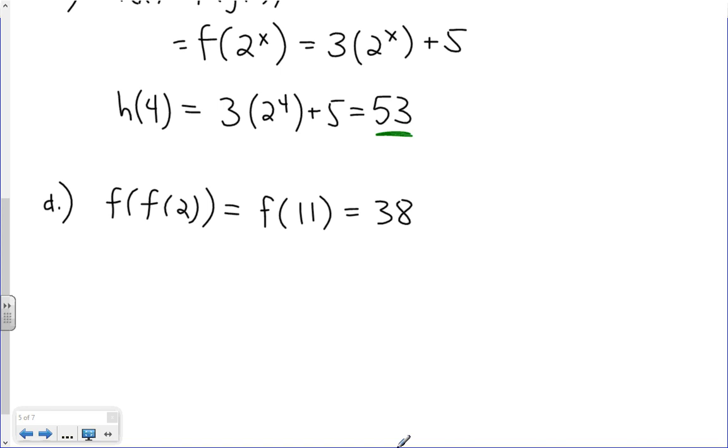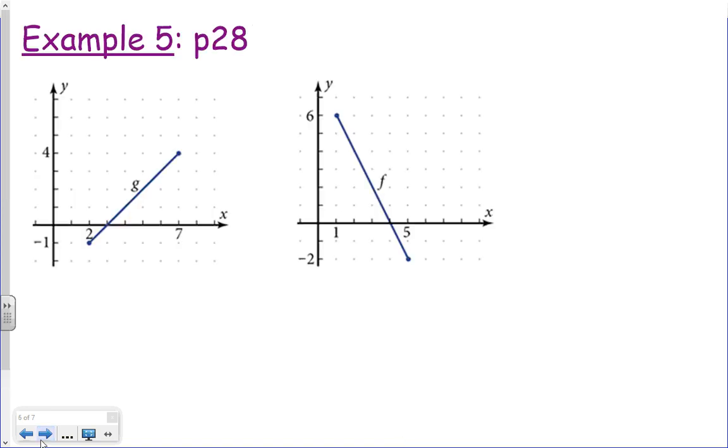All right, let's take a look at one last example here. This one they gave you 2 graphs, but then well, they actually ask you to redo some stuff that you've already done.